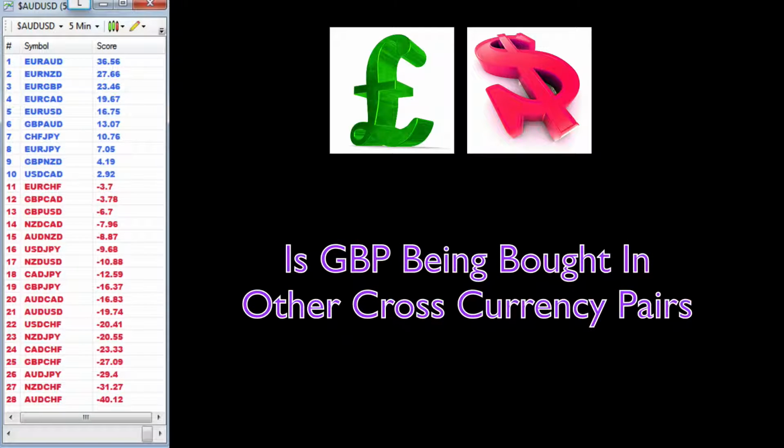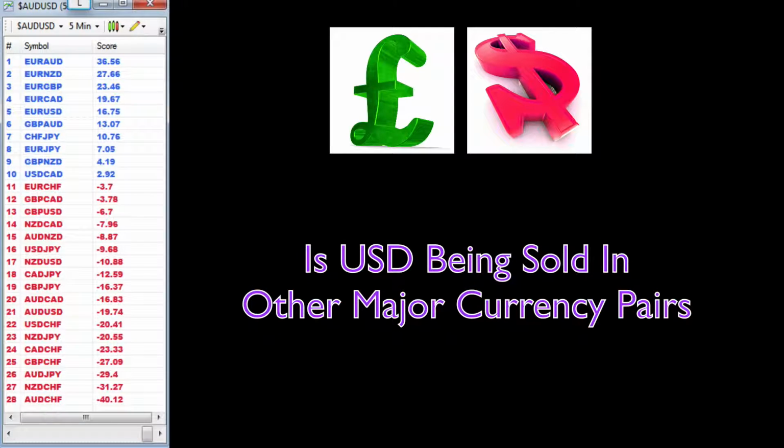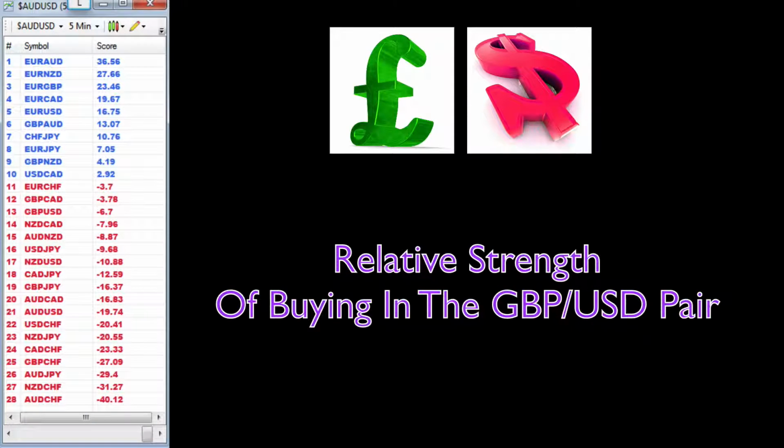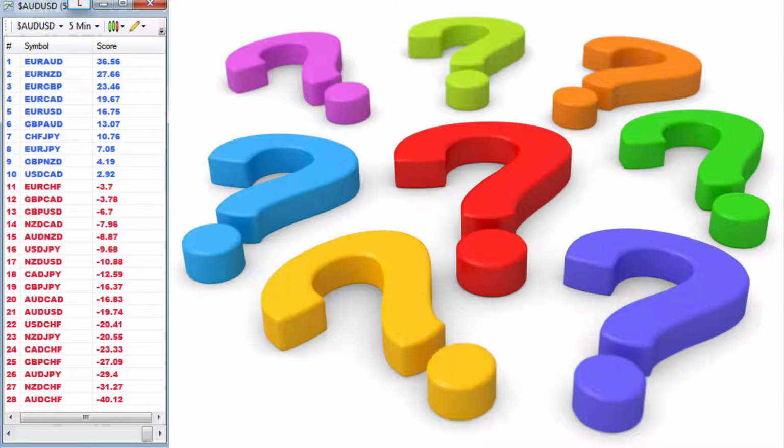First, whether the pound is also being bought in all the other cross-currency pairs. Second, whether the US dollar is also being sold in all the other major currency pairs. And third, the relative strength of buying in the pound-dollar pair. Trading success is all about assessing risk and the probability of success on each trade. So the question is whether this information gives you a high risk, medium, or low risk trading position. And the answer is a low risk trading opportunity.